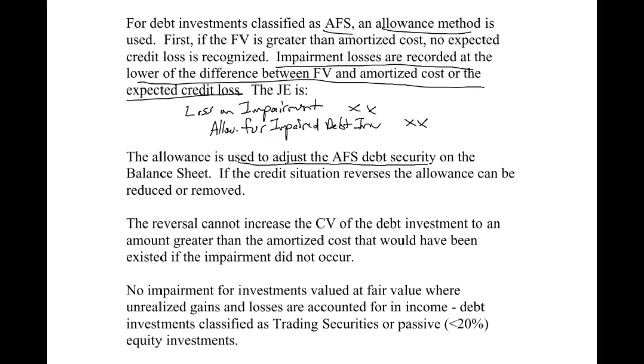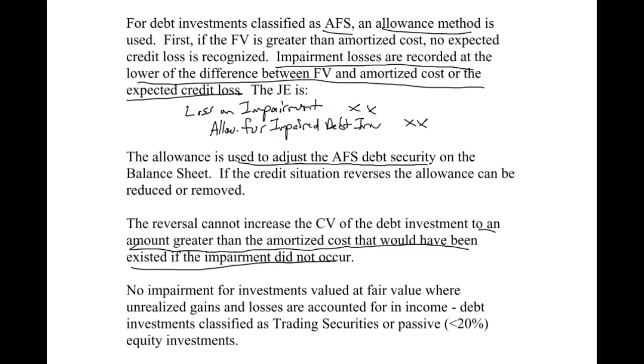But the reversal cannot increase the carrying value of the debt investment to an amount greater than the amortized cost that would have existed if the impairment did not occur, meaning if we had just kept on going, keeping up with the amortized cost. Now remember, amortized cost is that far right hand column of our amortization table. So that's what that is talking about there.